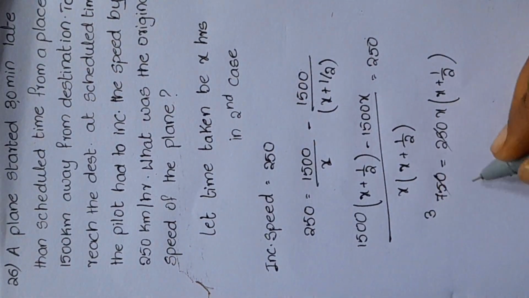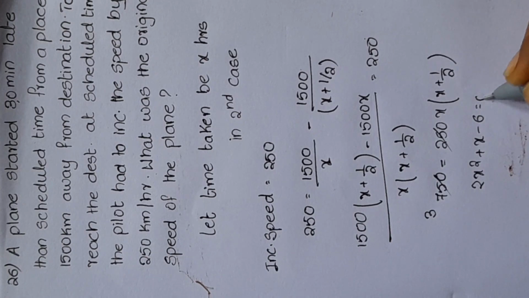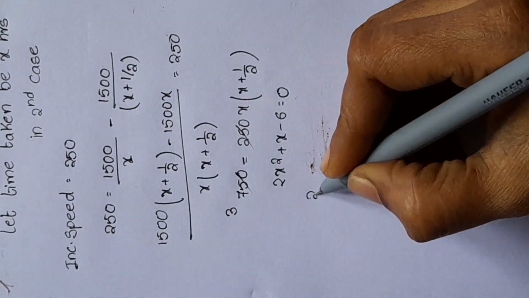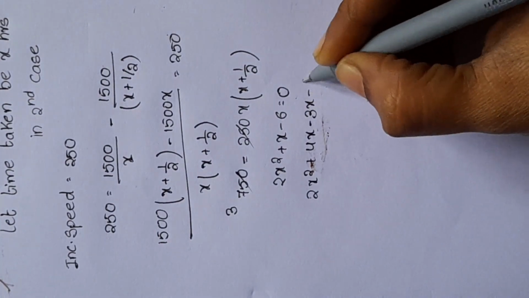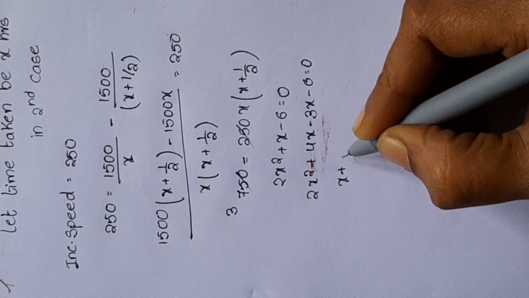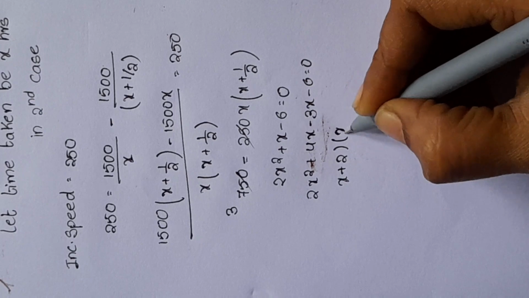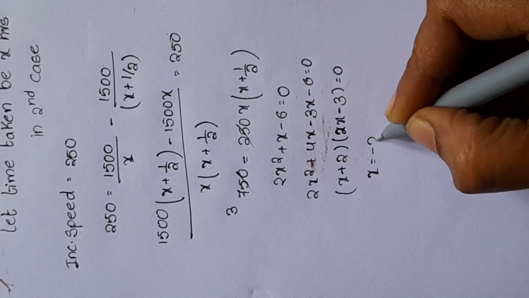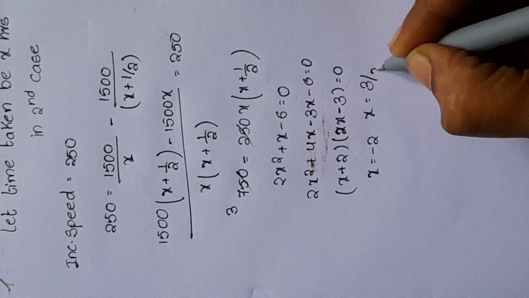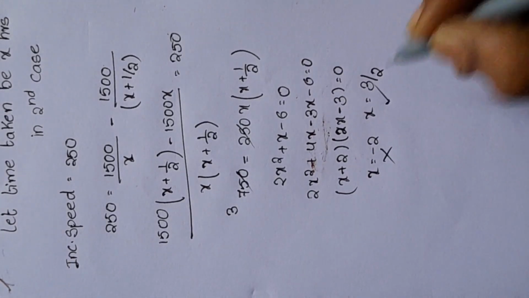Cancelling this, we get 3 here. 2x squared plus x minus 6 is equal to 0. Solving this, 2x squared plus 4x minus 3x minus 6 is equal to 0. We get (x plus 2) into (2x minus 3) is equal to 0. So the values of x are minus 2 and 3/2. The time cannot be negative, so x equal to 3/2 is correct.